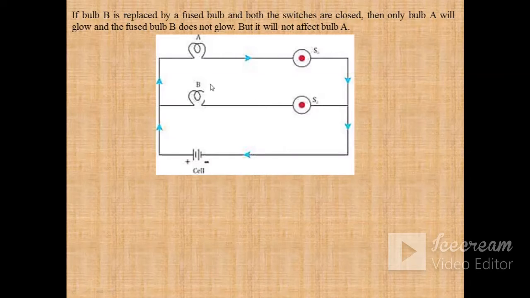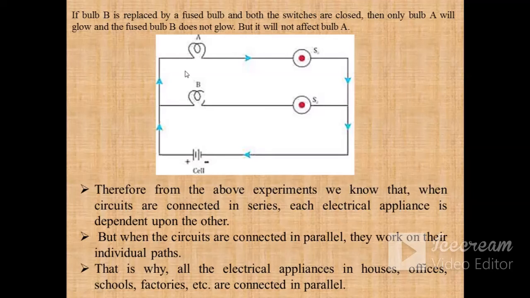Now suppose I replace bulb B by a fused bulb and both the switches are closed. Since bulb B is fused, it cannot glow, but still bulb A glows. So we can say that although this bulb is not working, its working is not affecting the working of bulb A. From these experiments we know that when circuits are connected in series, each electrical appliance is dependent upon each other, but when the circuits are connected in parallel they work on their individual paths.